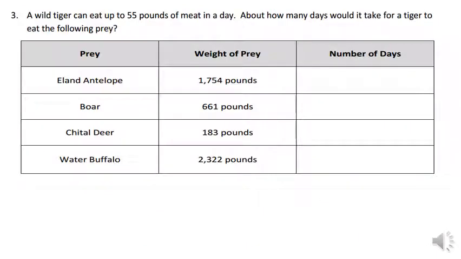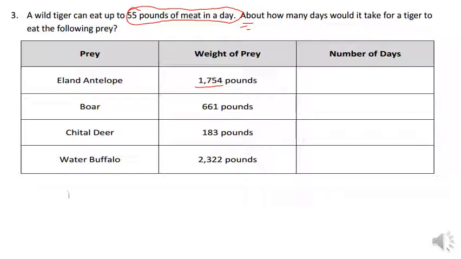Question 3 has multiple answers on this one. A wild tiger can eat up to 55 pounds of meat in a day. About how many days would it take a tiger to eat the following prey? Okay, a tiger can eat 55 pounds of meat a day. So let's estimate how many days it would take a tiger to eat the following prey. So each one of these is the amount, and they can eat 55.